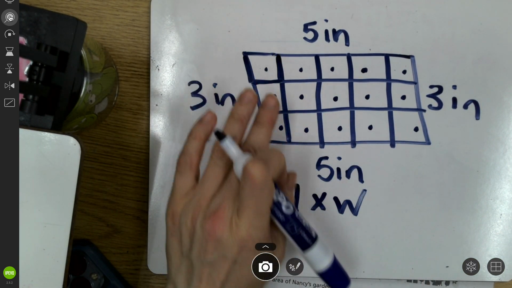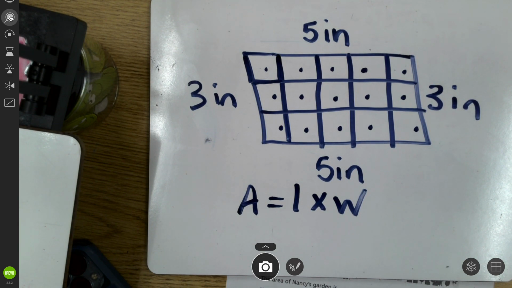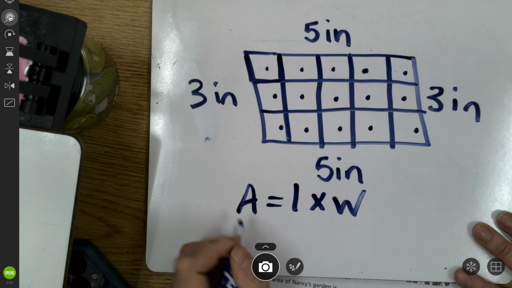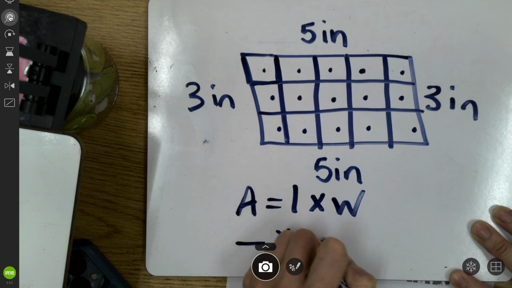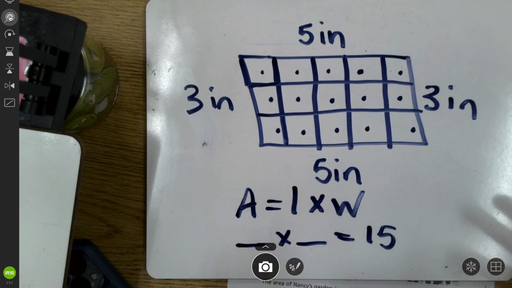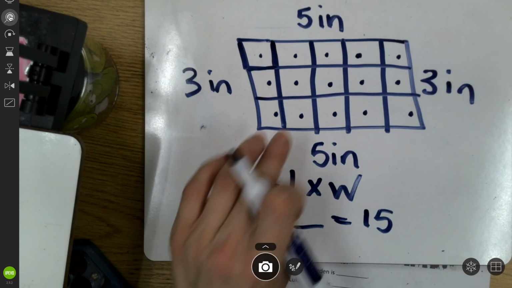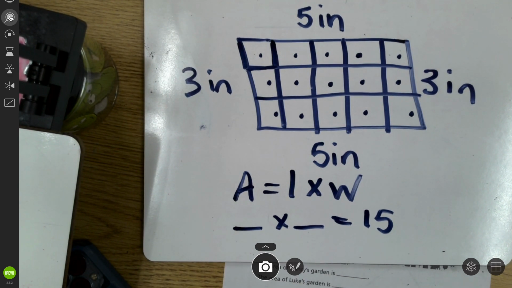So remember in class today, I gave you each a cutout piece of graph paper, and we found the area by counting the squares, and then I asked you to come up with the multiplication equation. I said blank times blank equals 15. Come up with a multiplication equation to represent the rectangle. And you all did really great.